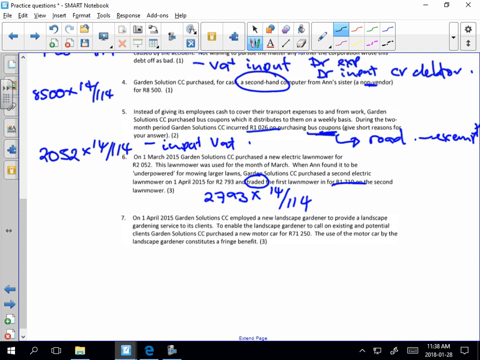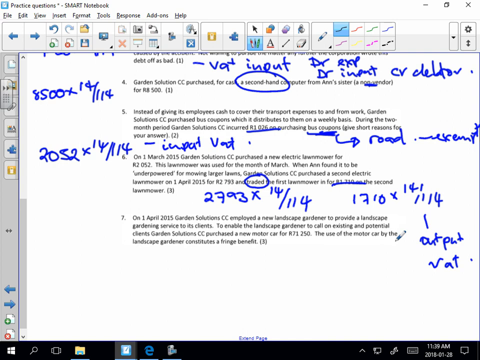So, what has happened? Did we buy it or did we sell it? Sold it. If you sell something, if you supply goods or services and you're registered as a vendor, what's going to happen? Output VAT will be levied. So, therefore, in this transaction, 1710 times 14 over 114 will be output VAT. Is this making sense, guys?